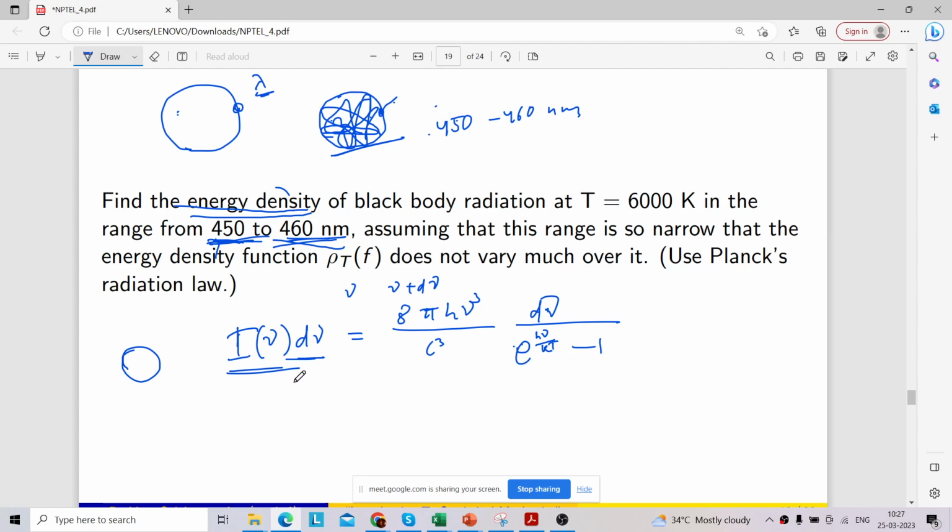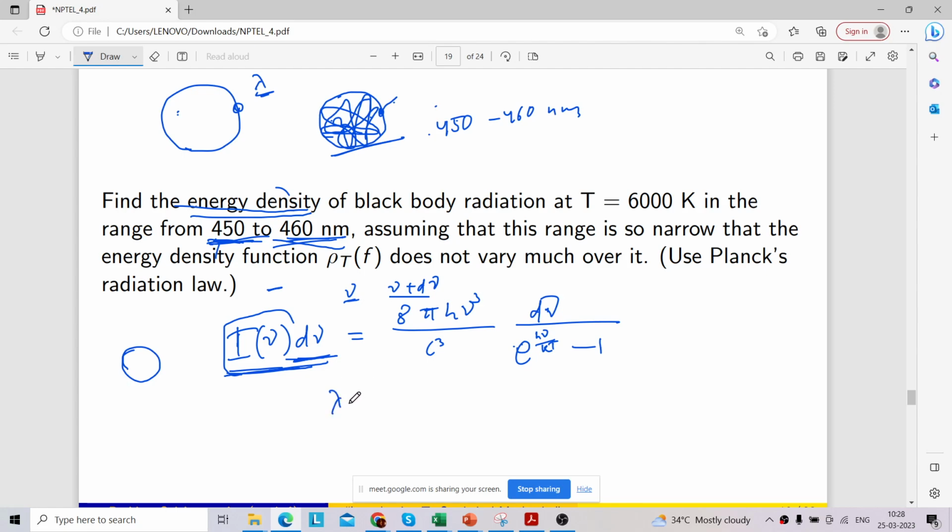So we have an intensity distribution in the range d nu, means in the frequency range which starts from nu and goes to nu plus d nu. In this small frequency range, what is the intensity of radiation absorbed, or captured, by the black body? So we have a formula for that, which is dependent on frequency as frequency to the power q.